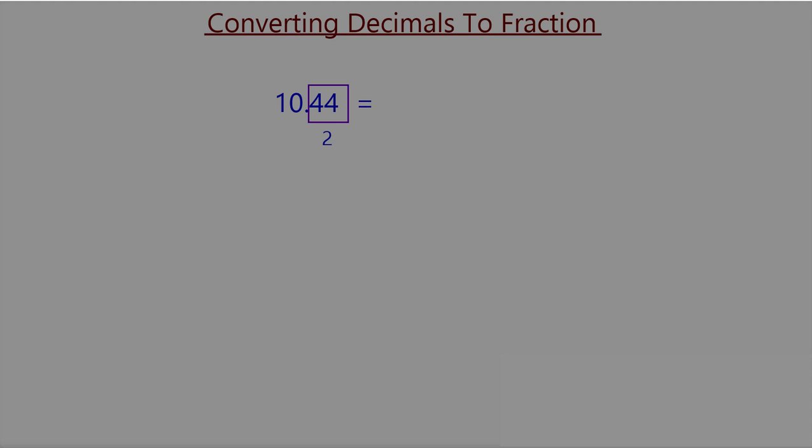We now need to write back the number which comes before the point, which is 10. Then a plus sign. And then 0, then a point. This point is for the decimal values to come after, which is 4 and 4.